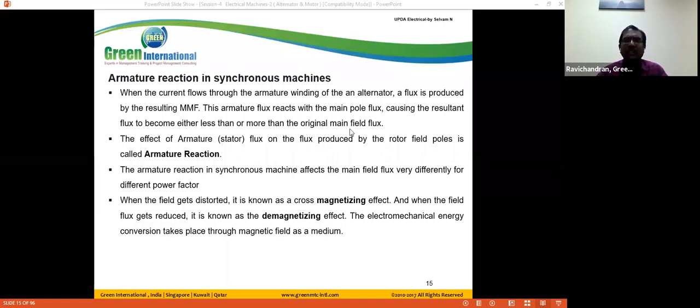So we have two fluxes: the armature flux and the rotor field flux. Armature flux means from the conductor, rotor field flux means from the field winding. The interaction between the two fluxes creates an action that we call armature reaction. That reaction disturbs the induced EMF. So we have two effects: one is the cross magnetizing effect, another is the demagnetizing effect.